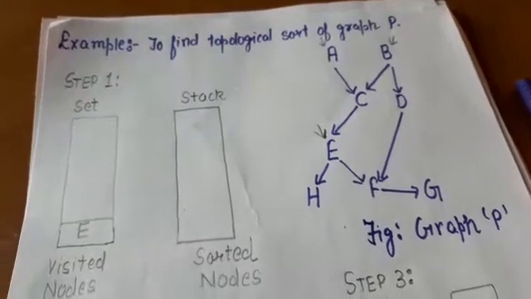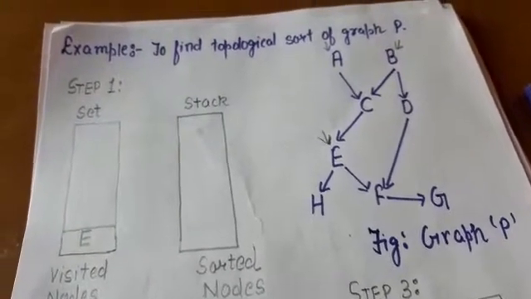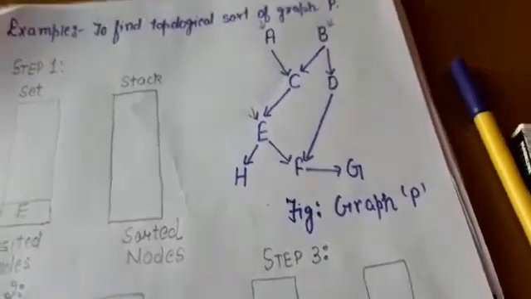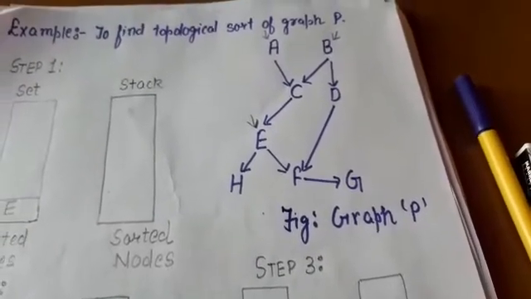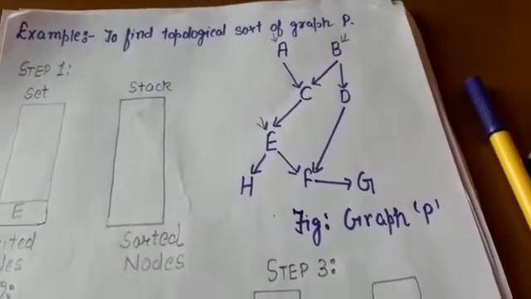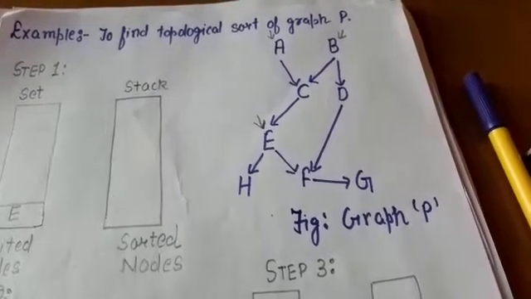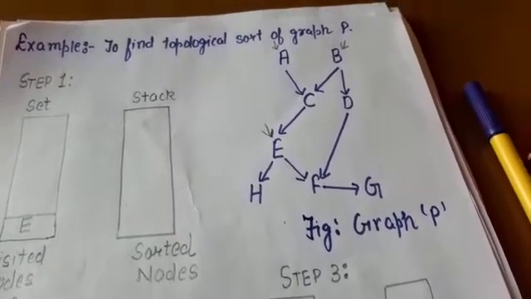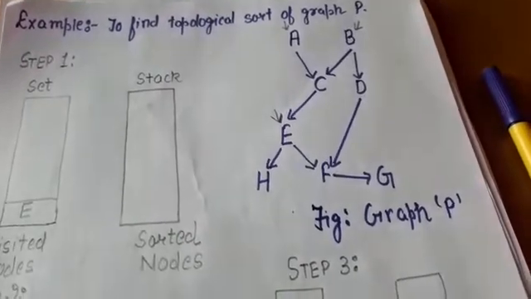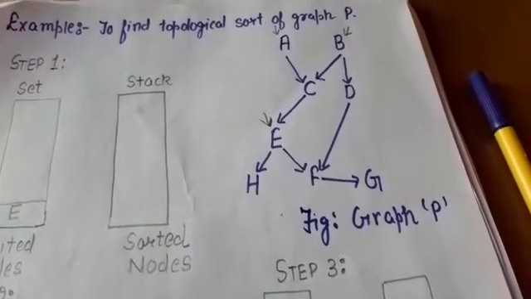Good afternoon, students. Let's see an example for topological sort. Here I have taken a directed acyclic graph P having multiple nodes like A, B, C, D, E, F, H and G. Firstly, I will tell you about what is a DAG or directed acyclic graph.